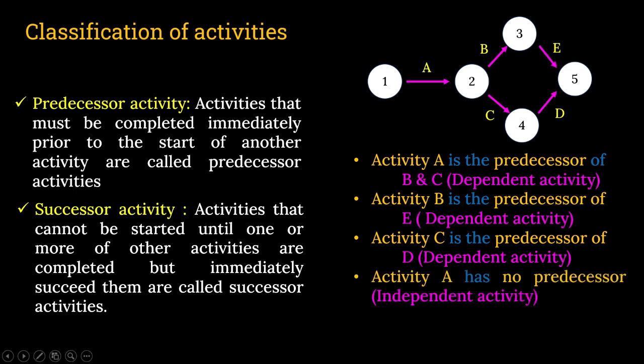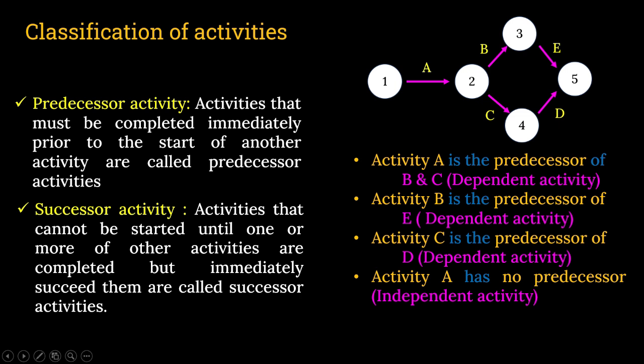Activity A has no predecessor. Activity A is the first task, so it has no predecessor. It is an independent activity. Now, who is the successor? B and C are the successors of A. E is the successor of B. D is the successor of C. Clear?